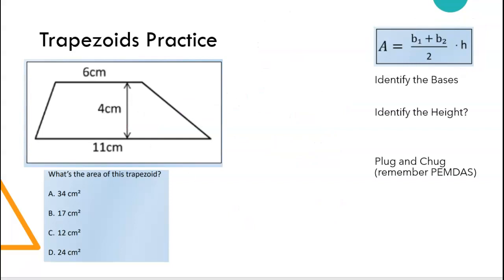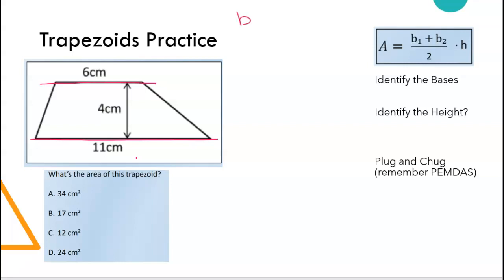Let's try another one. This time I want you to think about it. We don't see any dotted lines or dashed lines, do we? Oh boy, our clues aren't really there. But we can see that this side and this side are parallel. They never meet. Well, that's the definition of our bases.